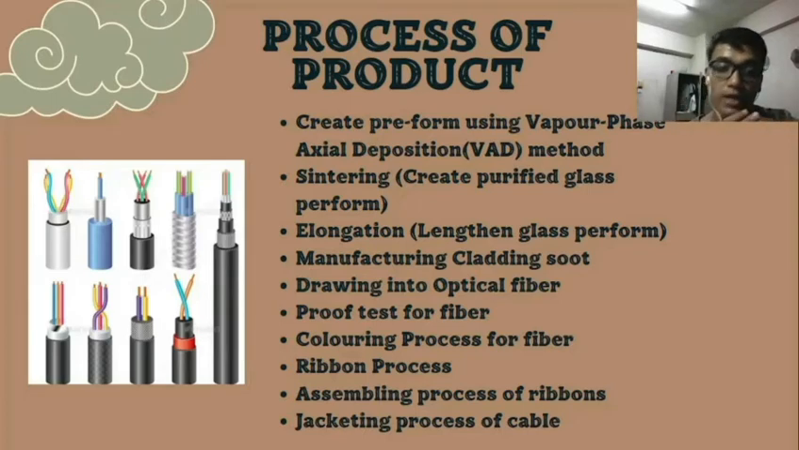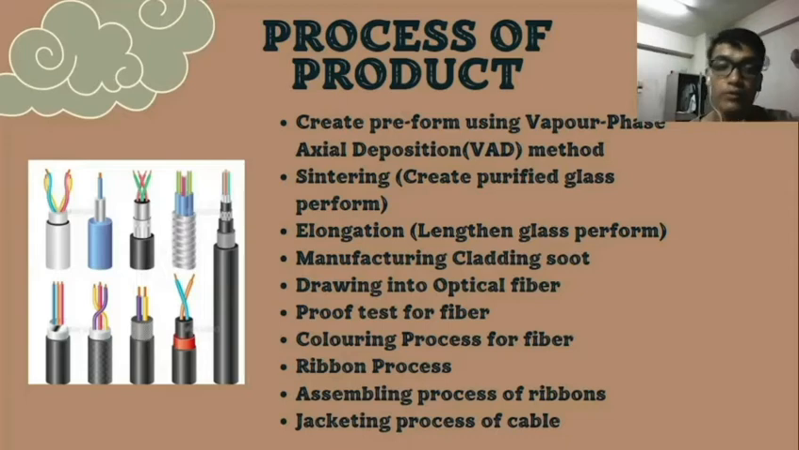For the fourth one, we're going to use the manufacturing cladding soot method. For this one, the OVD method is used for manufacturing cladding soot efficiently. Material glass is blown onto the rotating core rod made by the VAD process.